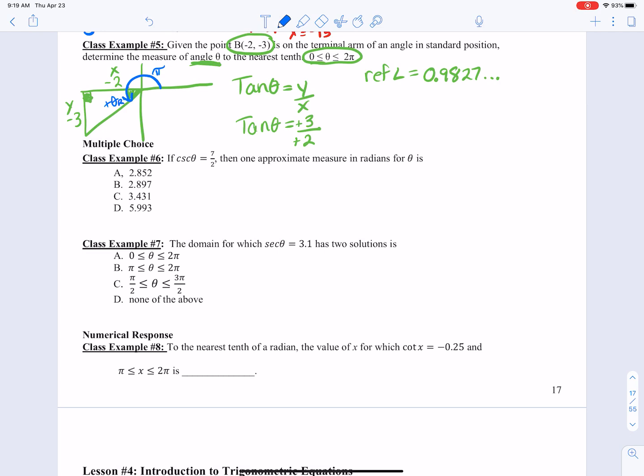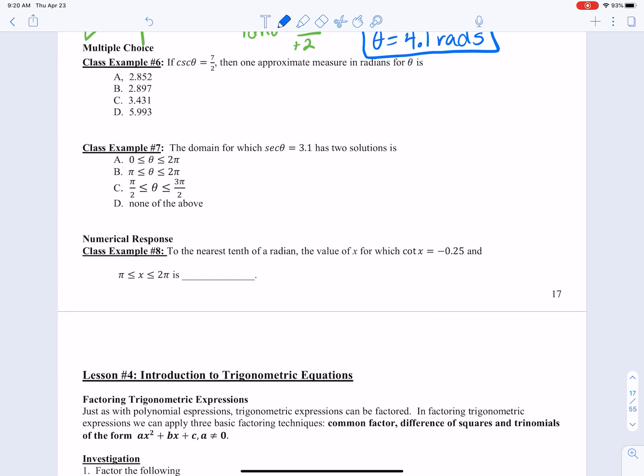So I end up with theta is equal to pi plus 0.9827. To the nearest tenth, theta is equal to 4.1 radians. There we go, solved.